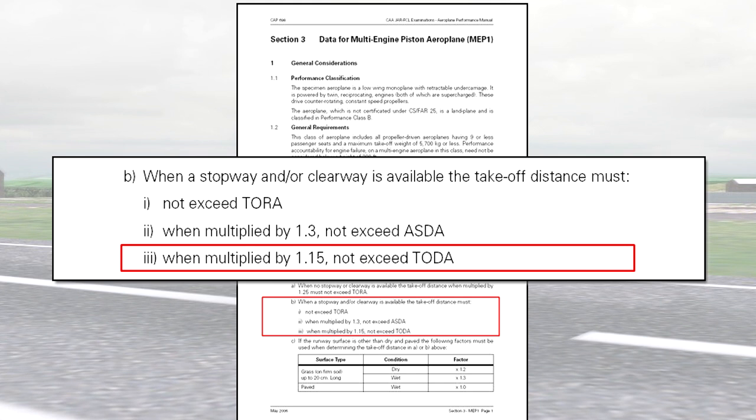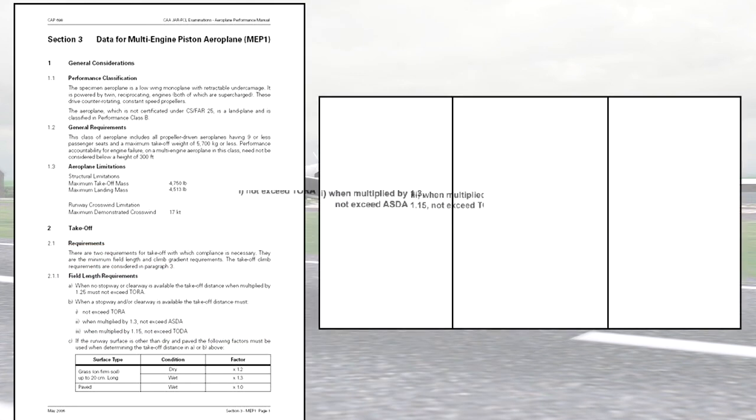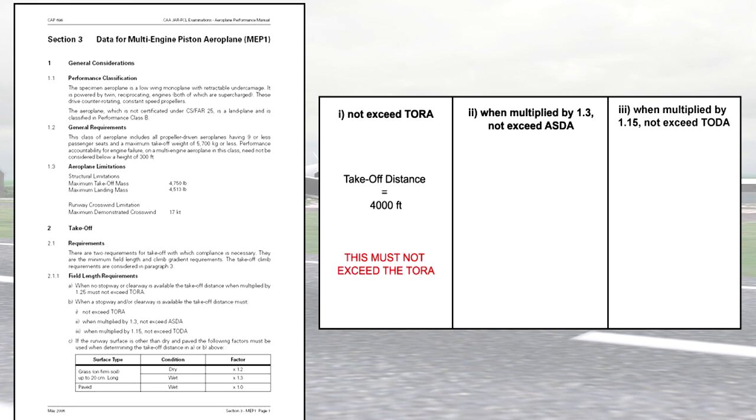Since these regulations may be a little complicated to understand, let's work through an example to illustrate their meaning. We will assume a takeoff distance of 4,000 feet. The first regulation tells us that the takeoff distance of 4,000 feet must not exceed the takeoff run available. Therefore, the pilot must ensure that the runway, or more correctly the takeoff run available, is at least 4,000 feet long. The second regulation tells us that when the takeoff distance is multiplied by 1.3, that distance must not exceed the accelerate stop distance available.